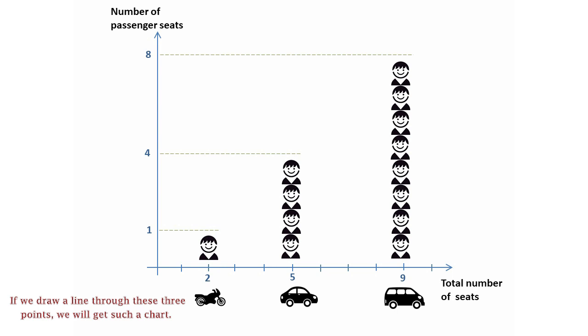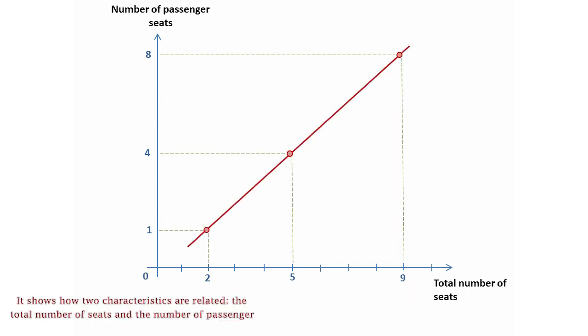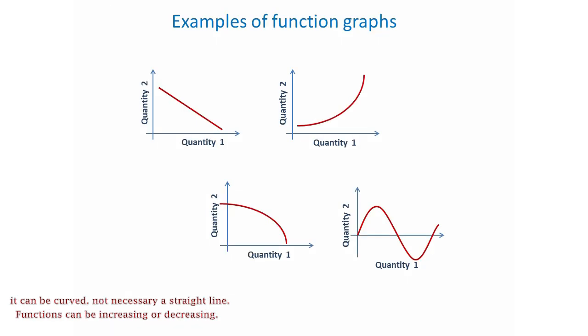If we draw a line through these 3 points, we will get such a chart. It shows how 2 characteristics are related: the total number of seats and the number of passenger seats in vehicles. The dependence that shows how one characteristic is related to another characteristic is called a function. Any function shows a relationship between characteristics, between quantities. And this line is called a graph of the function. A graph can be of any form, it can be curved, not necessarily a straight line.